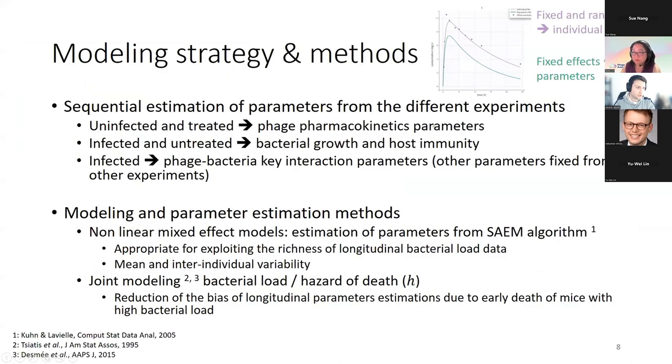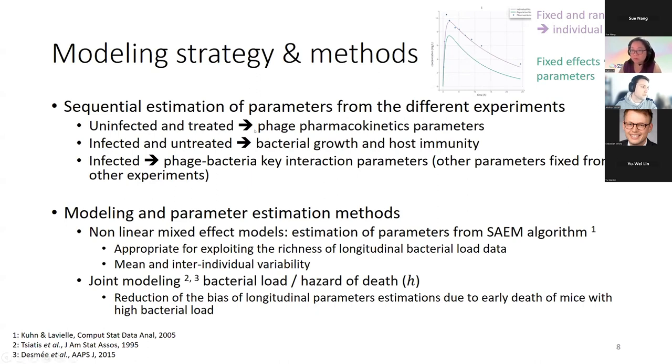So the modeling strategy was the following. We used sequential estimation of the parameters from these different experiments. From the uninfected and treated mice, we isolated the phage pharmacokinetics parameters, so basically only, which is important, the natural decay of the phage, and also the difference between the intravenous and the intratracheal route in terms of passage in the lung. From the infected and untreated mice, we had the bacterial growth data and the immunity of the mice parameters.